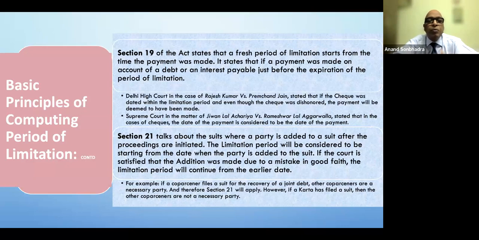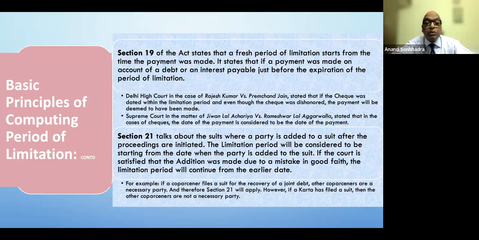Now let's look at section 21. Section 21 talks about the suit where a party is added to a suit. This is slightly different. After the proceedings are initiated, the limitation period will normally be considered to start from the date when the party is added to the suit. The only exception is if the court is satisfied that the addition was made due to a mistake in good faith, the limitation period will continue from the earlier date.